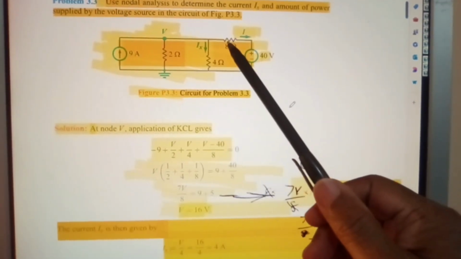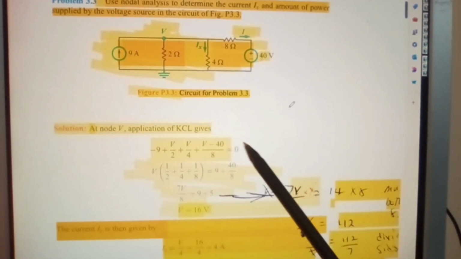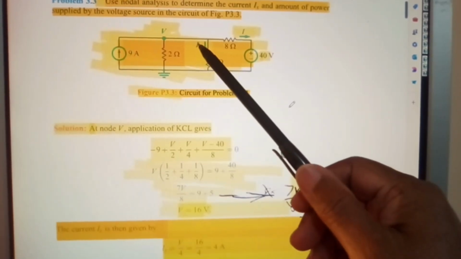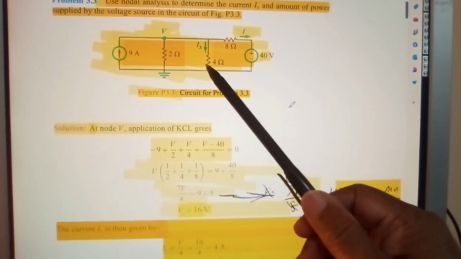So we'll go with minus 9 volts, plus V over 2, plus V over 4, plus (V minus 40) over 8. Now, why over 8? The 8 ohm resistor, your 2 ohm resistor, and your 4 ohm resistor. And here you can see Ix, the current flowing through it. That's what we're trying to find out.